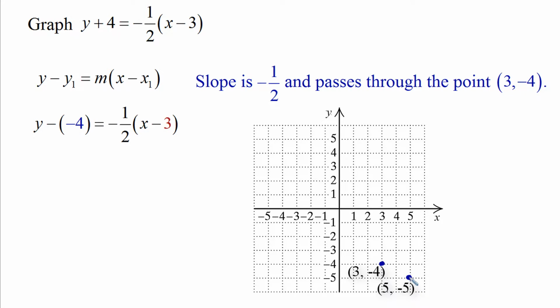And to get a point behind me, I can rise 1 and go to the left 2. So from the original point, I will rise 1 and go to the left 2, to get the point 1, negative 3. That gives me 3 points that form our line. Finally, I'll connect these 3 points with a line using arrows on the ends to show that this pattern continues forever.